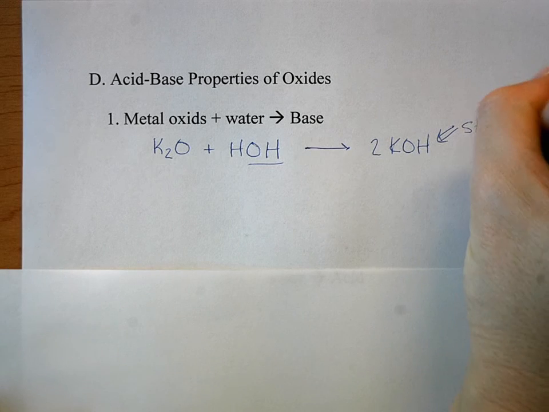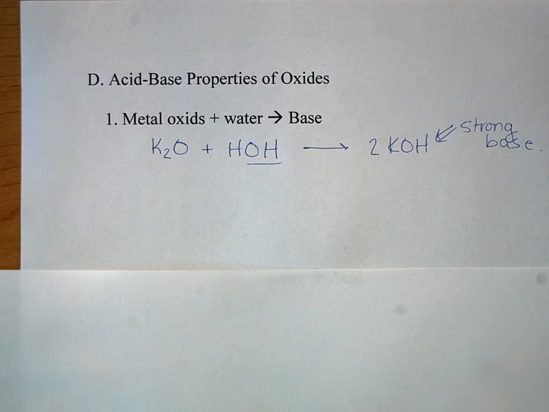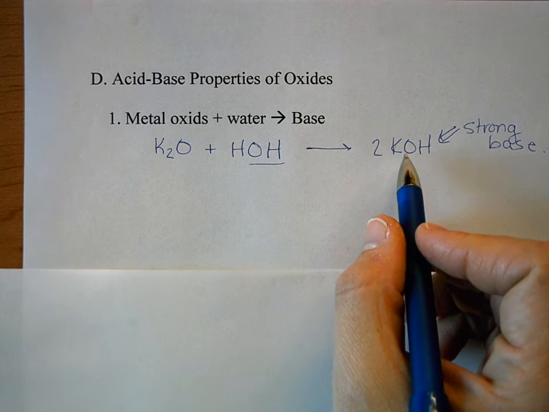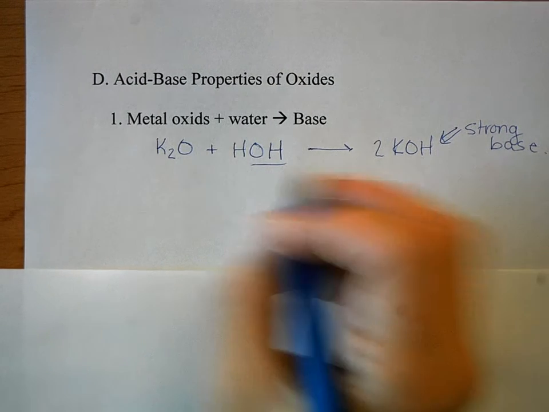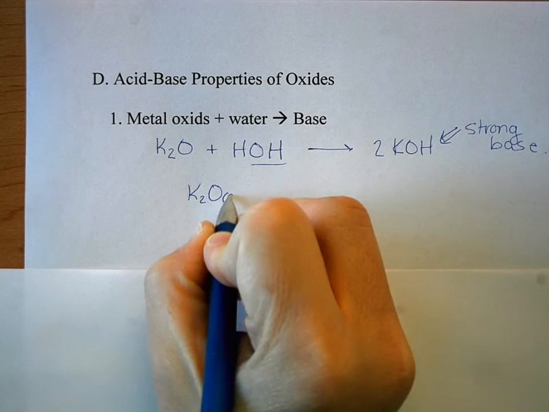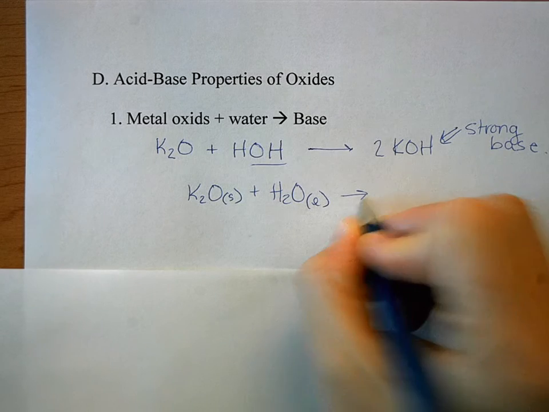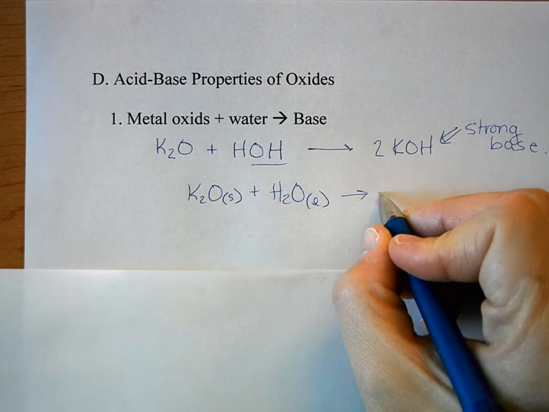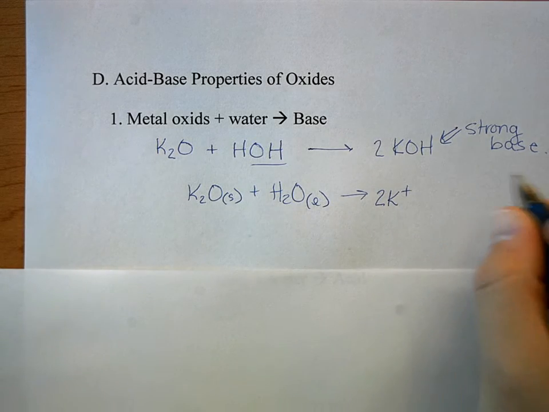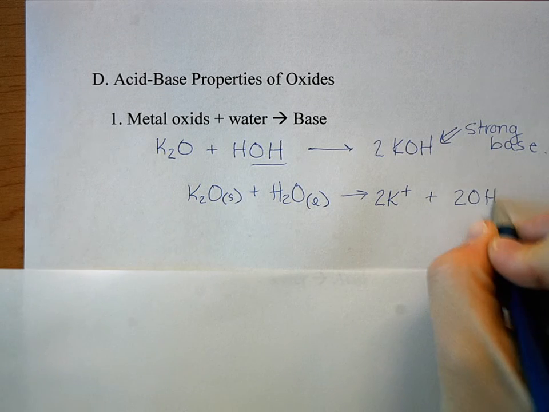And so there's a little section on the AP test, there's one question, and there's 3 reactions that it asks you to write out the formula for. And you need to do net ionic equations. And so since this is a strong base, I know that it fully dissociates. And so I would have K2O, which is a solid, plus H2O, my liquid. And that's going to give me 2 potassium ions and 2 hydroxide ions.